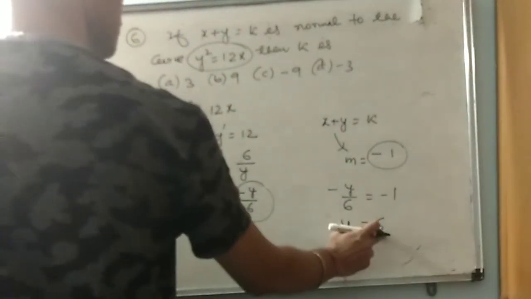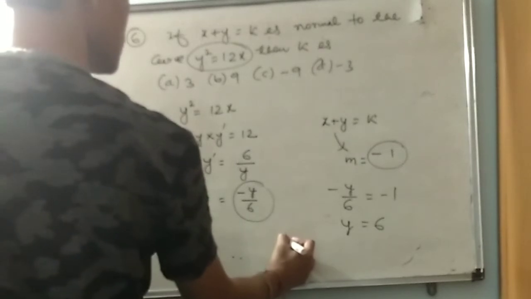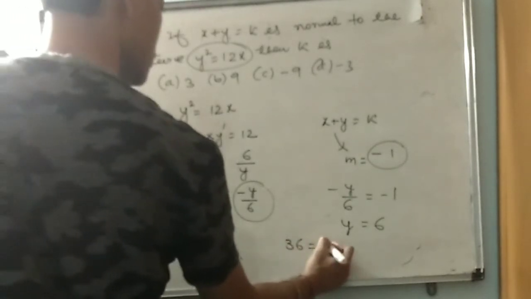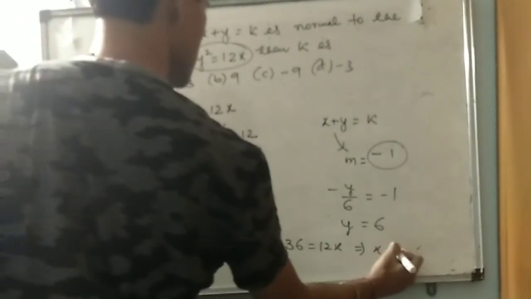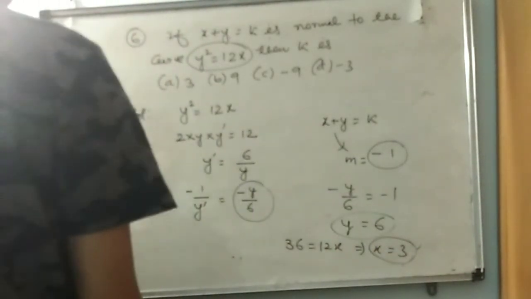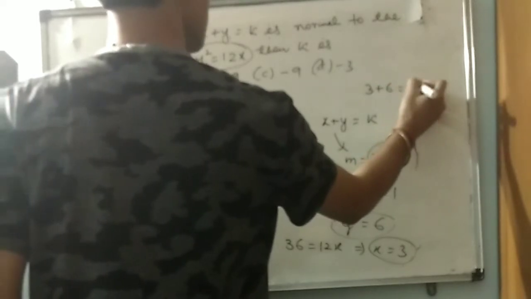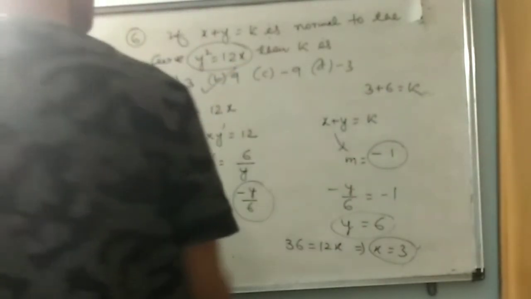Now this y is equal to 6 we can put in the equation of the curve, which will give us 36 is equal to 12x, giving us x is equal to 3. Putting the value of x is equal to 3 and y is equal to 6, we get k is equal to 9. So option B is correct.